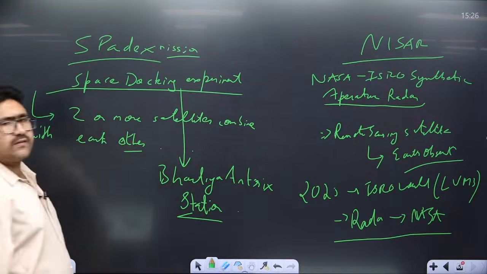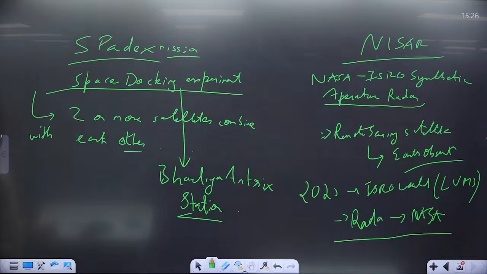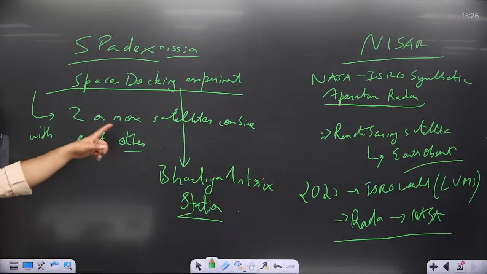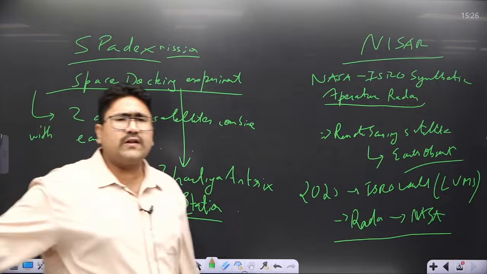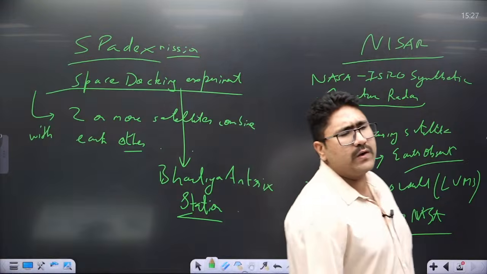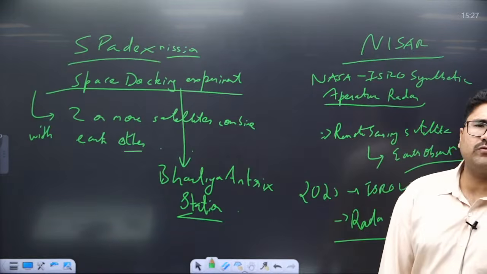The Bharatiya Antariksh Station will be built only when different parts of the satellite are transported in space, and each part is going to dock, is going to combine with the others, therefore building the Bharatiya Antariksh Station. Before it can be built, we have launched the SpaDeX mission in which two satellites were launched and they docked together, or combined together, in 2024. That is about the SpaDeX mission.